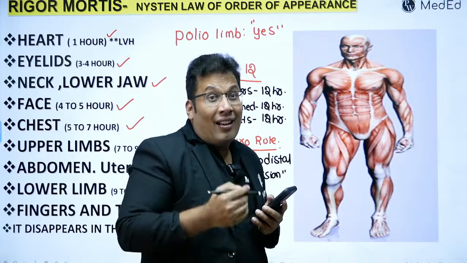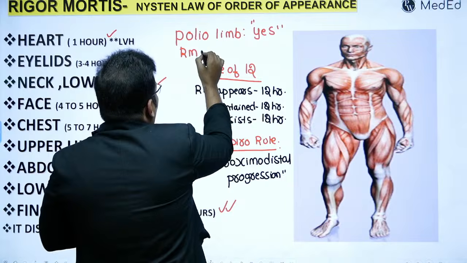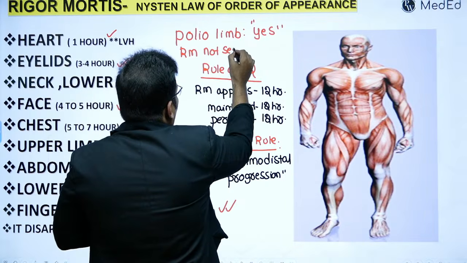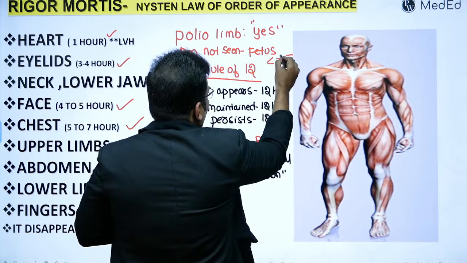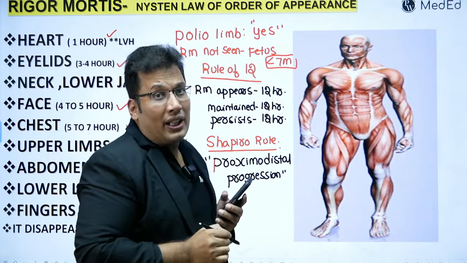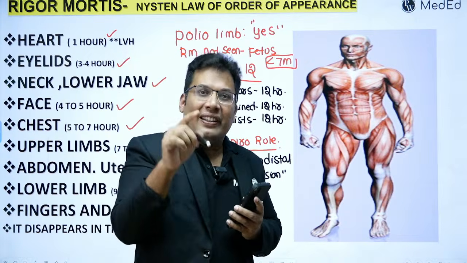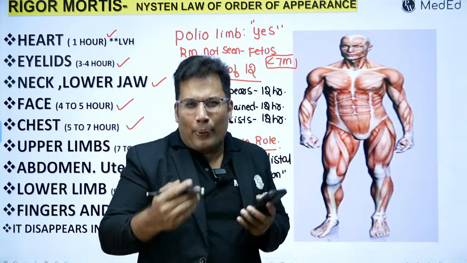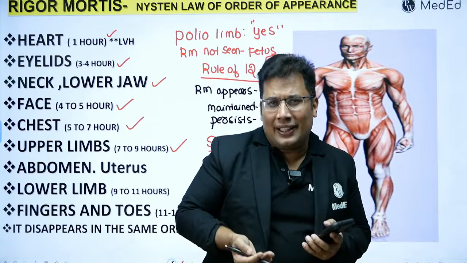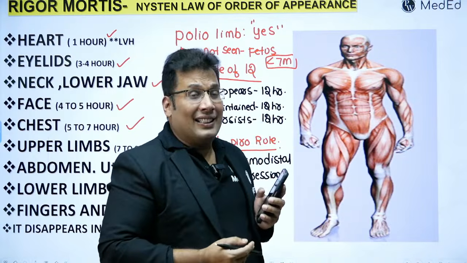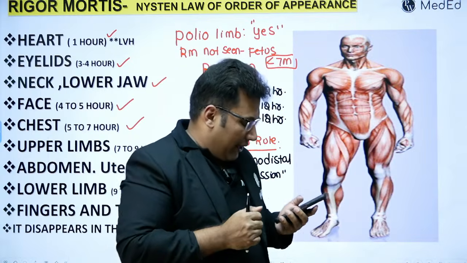Then one more question. Rigor mortis is not seen in fetus less than 7 months. This is again an important professional exam question. The proper muscle development, the actin, myosin and all, occurs after the age of viability. For that reason, rigor mortis is not seen in a fetus less than 7 months. So that is also important.